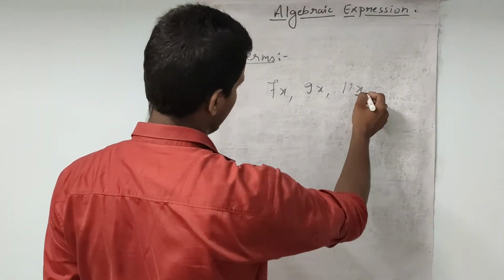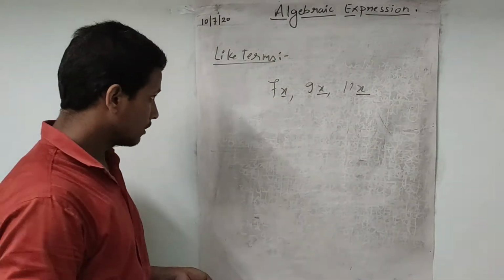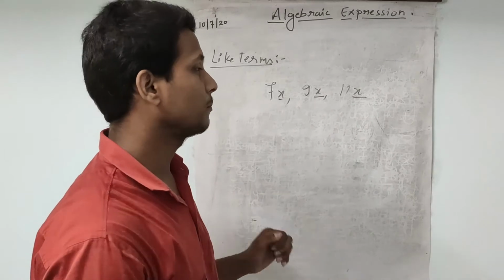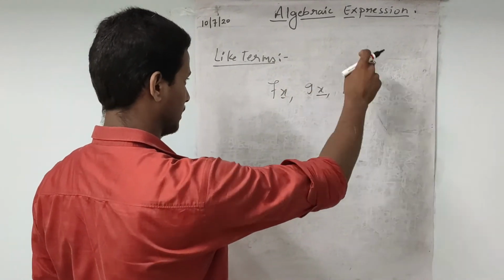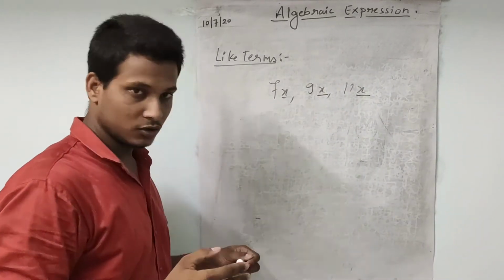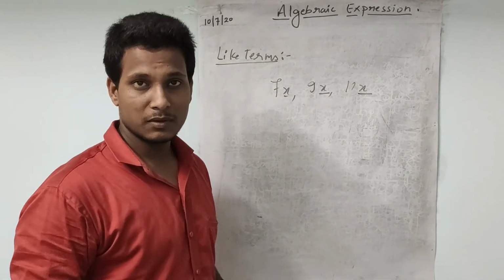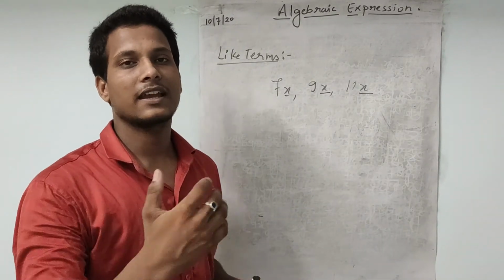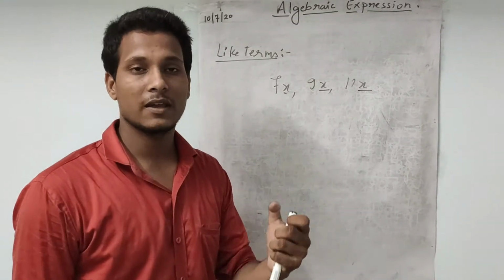So check if it is x, and x having the same variable. Okay. Then again, the next thing is we need to check the powers. So here the power of x is 1, power of x is 1, and power of x is 1. So how to find the like term? We need to check the variables. If the variables are the same, then the second condition is that all the variables should have the same power.